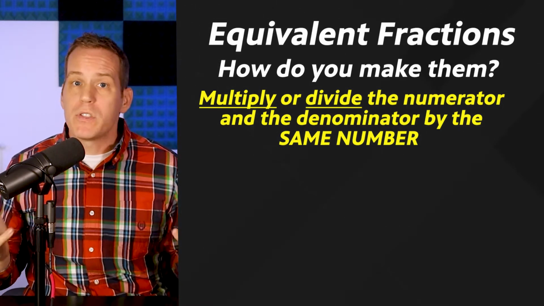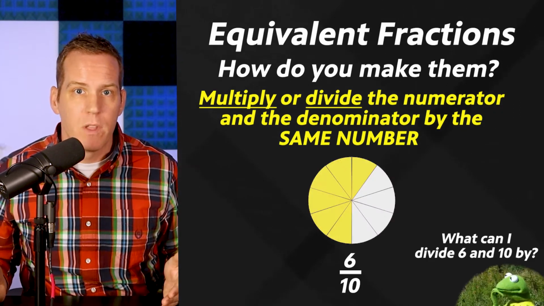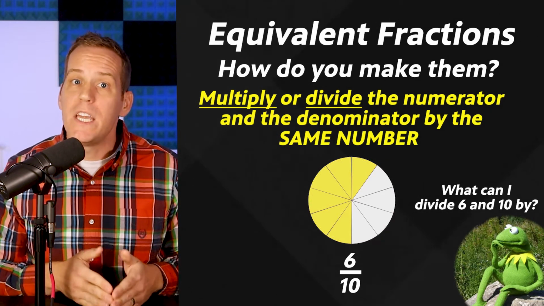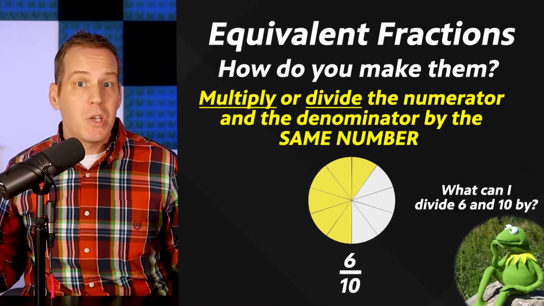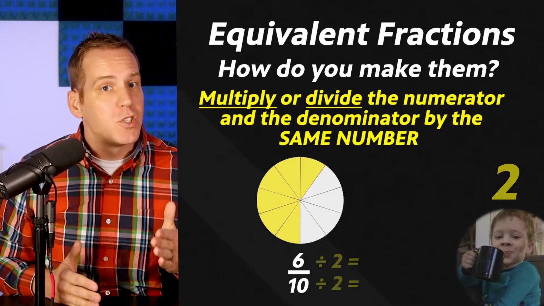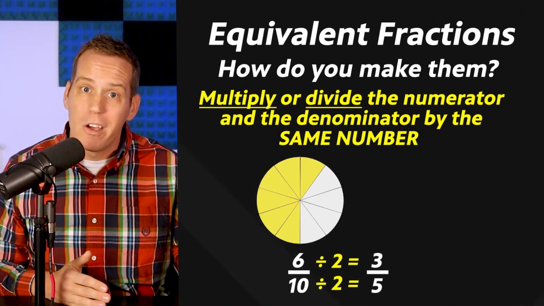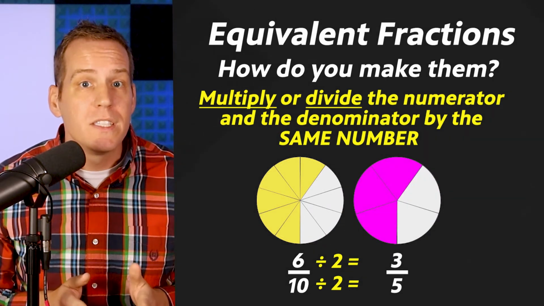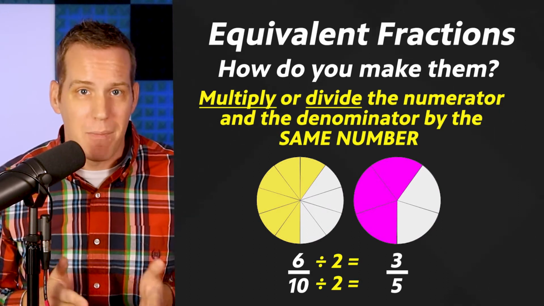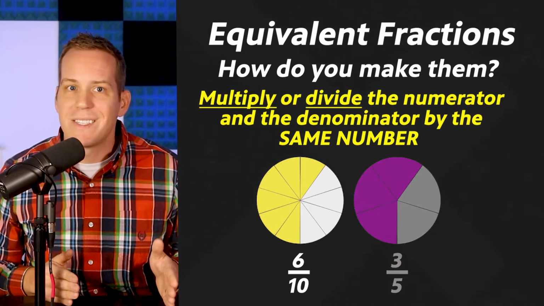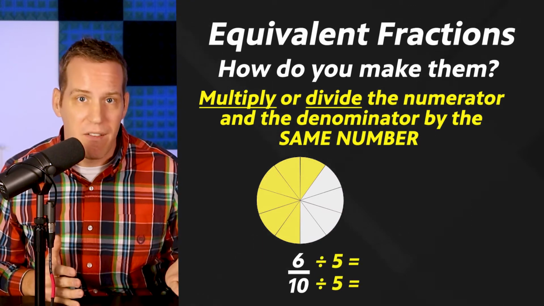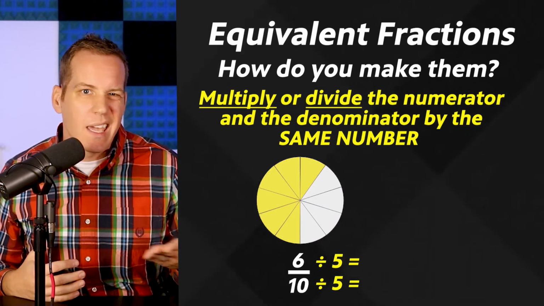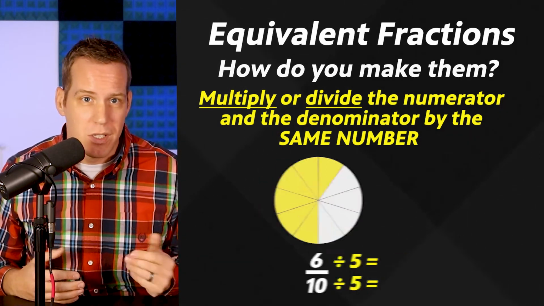For instance, suppose I have the fraction 6/10. What's a number that goes into both 6 and 10? What could I divide each of them by? How about 2? If I divided each number by 2, I'd get 3/5. And look, that's the same amount. The only tricky part with using division is you need to make sure that both numbers can be divided by that number perfectly. I couldn't take 6/10 and divide each side by 5. I can divide 10 by 5, but not 6. There'd be a remainder, and I can't have remainders when I'm using equivalent fractions.